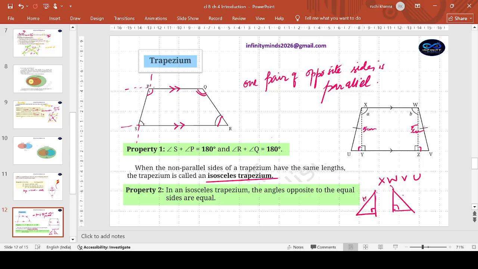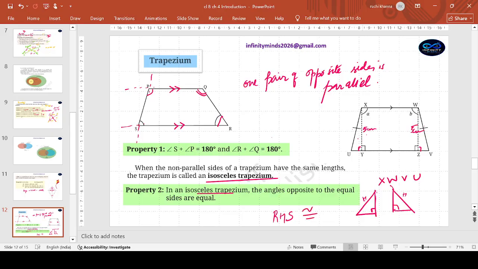The hypotenuse of the right triangle is already given to be equal, as it is an isosceles trapezium. The non-parallel sides are equal. That's the starting point; we are talking about an isosceles trapezium only. So right angle, hypotenuse and side: the RHS congruence of class 7 children.